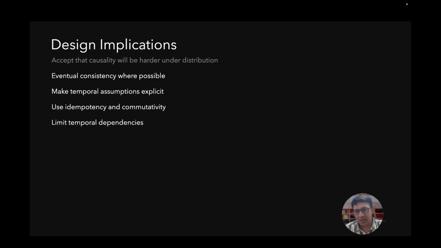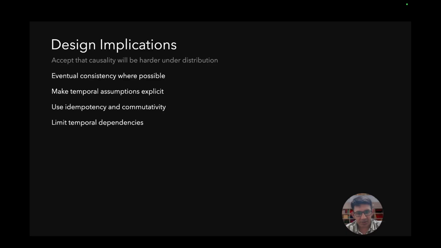So, what are the design implications for this? When you distribute a system, you're accepting that causality will be harder to reason about. Now, this should be a conscious trade-off. Design for eventual consistency where possible. Accept that different parts of the system might temporarily disagree about causal order. Build compensating mechanisms for when causal assumptions are violated.